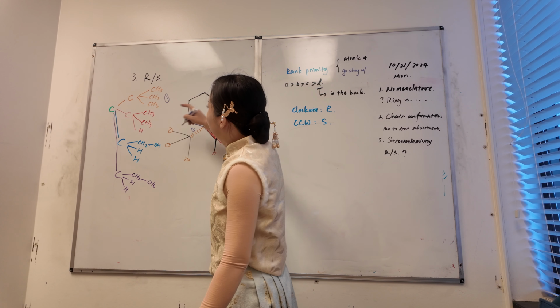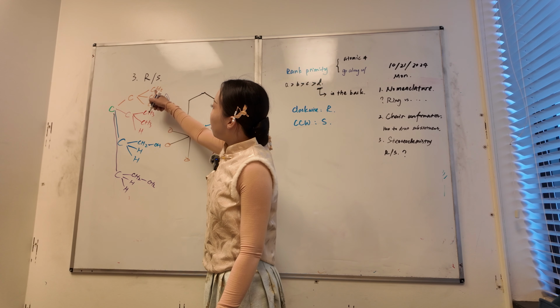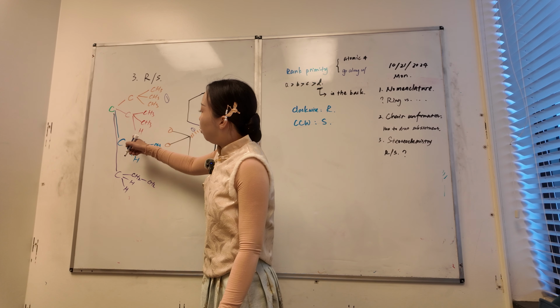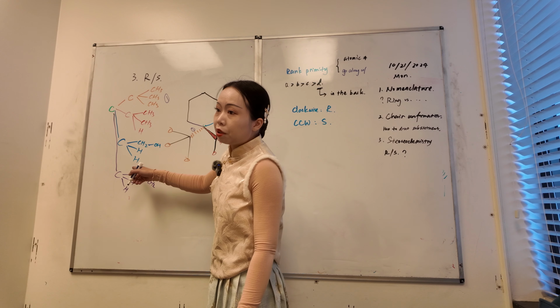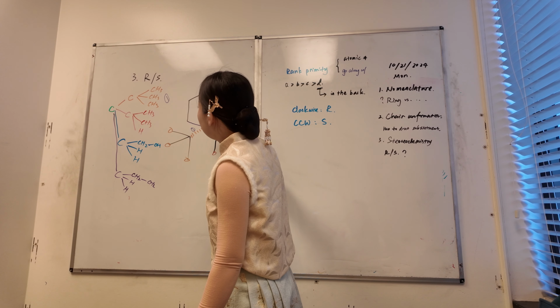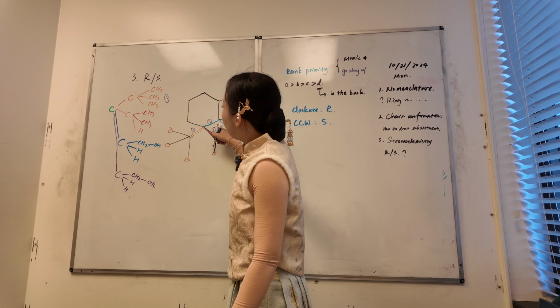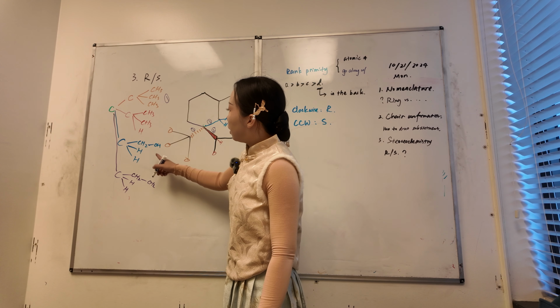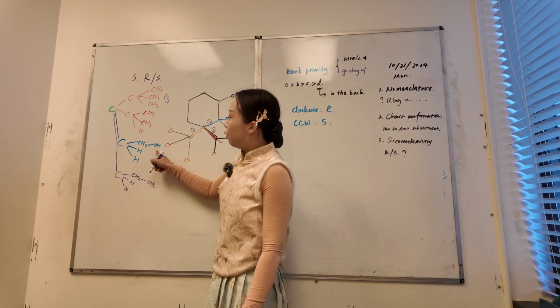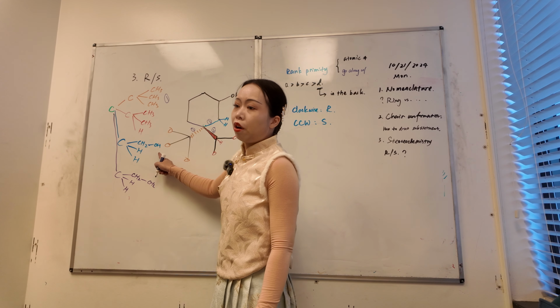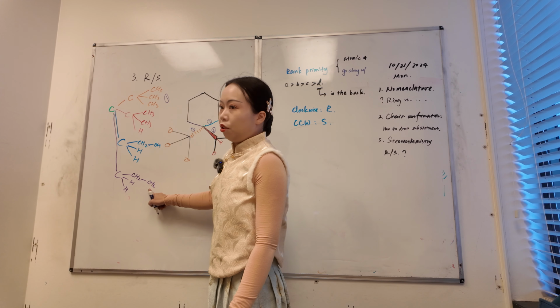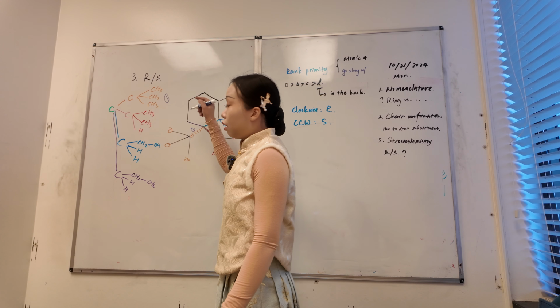Our red is because it's bonded to 2. So in this round, C, C, C wins over C, C, H, wins over C, H, H. Are we cool with what we're talking about? Okay, this second one is number 3. Why? This blue is number 3 because it wins over purple on this OH. So that is when your OH wins over CH2. That's the very end. Are we good?